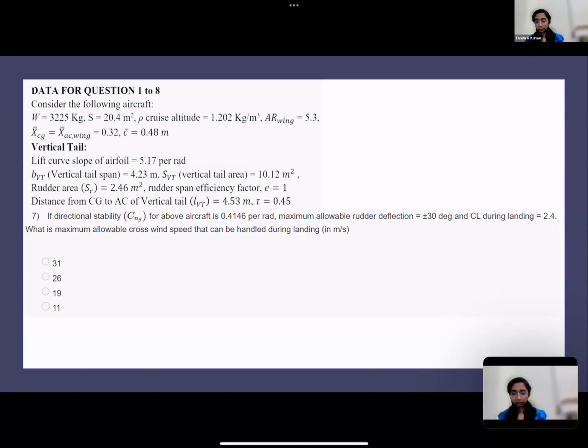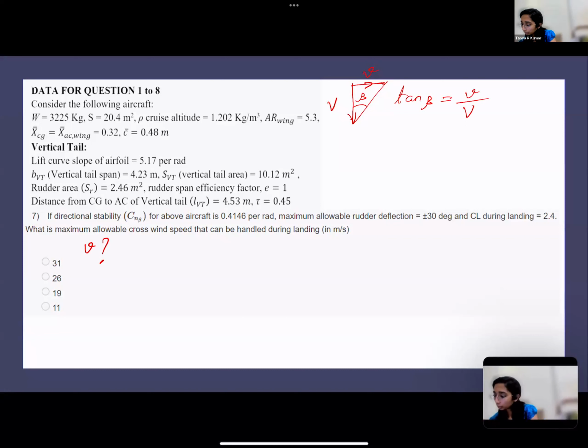So what do I do? This is your initial oncoming velocity. This is your crosswind and this is beta. So tan beta is small v over V, where small v is your crosswind, which is what you're supposed to find out. This question is asking you for what is the maximum allowable crosswind that you can tolerate.